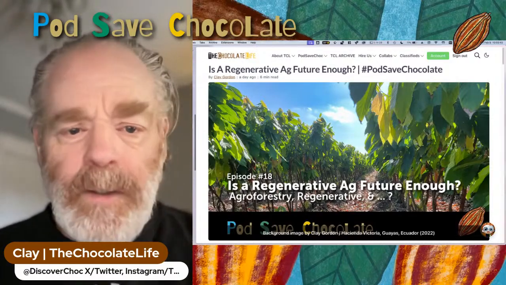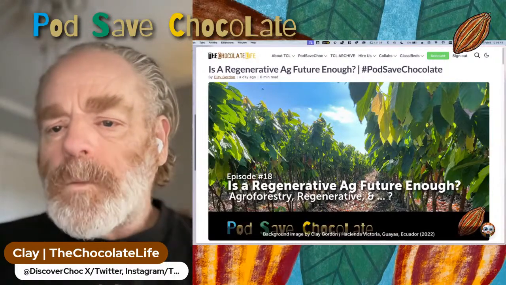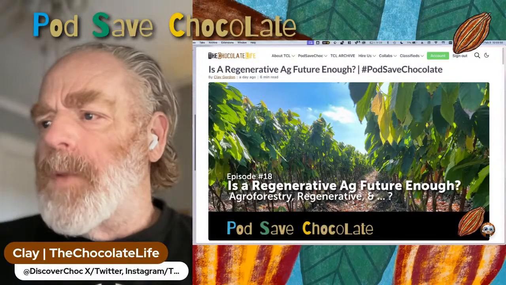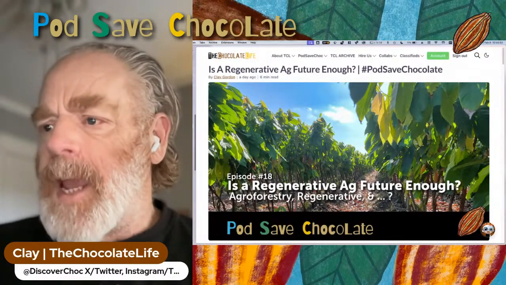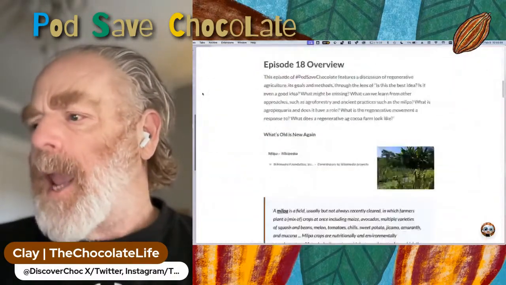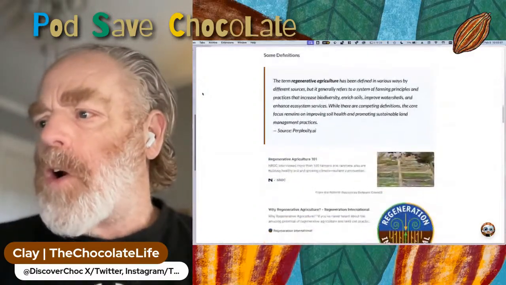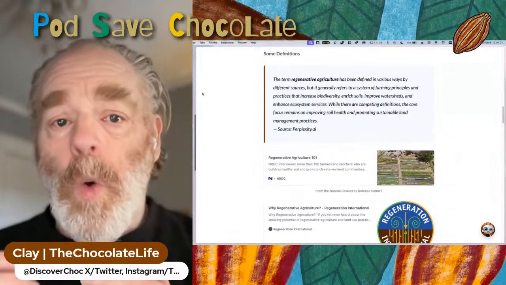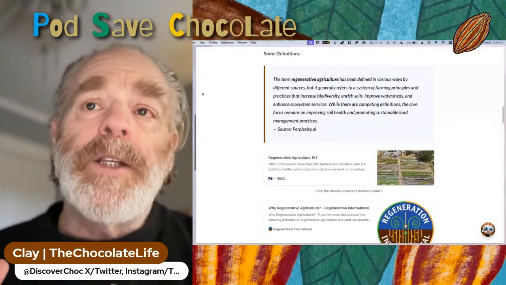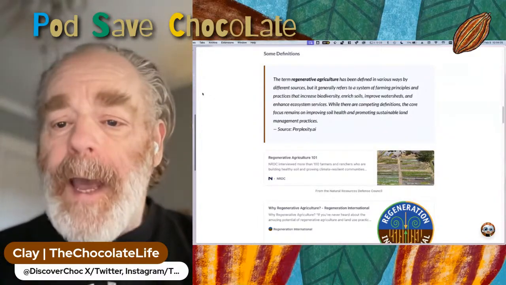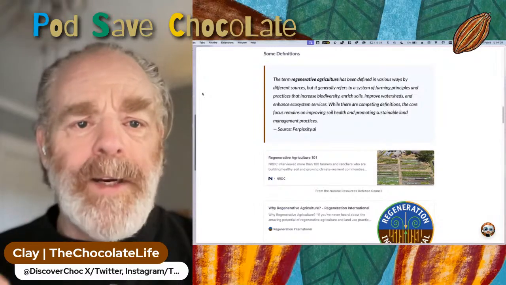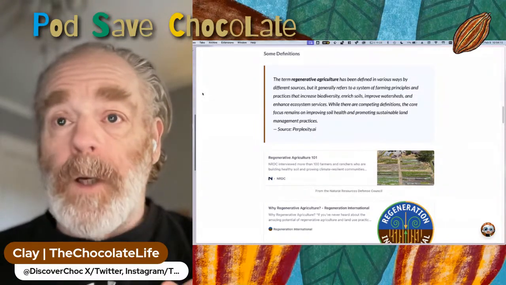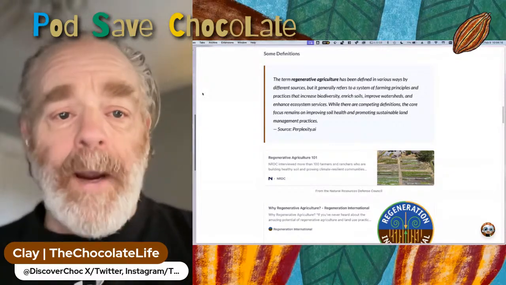Let's get going on today's topic, regenerative agriculture. There are a couple of ways of thinking about how to approach the topic, and one of them is to start off with some definitions. When we're talking about regenerative agriculture, what is it that we mean? It's important to understand that there are some important and subtle differences between different definitions of what regenerative agriculture means.